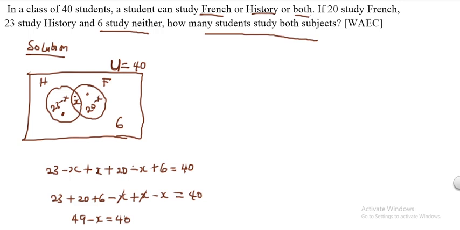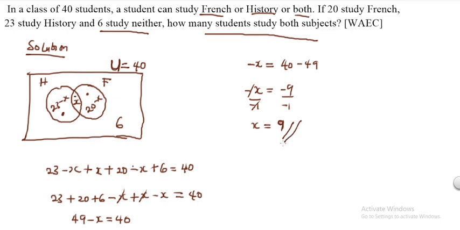So from here, I can make X the subject of the formula. If I move 49 over to the other side, this will mean that I have minus X is equal to 40 minus 49, which is minus 9. And then I divide both sides by minus 1 so that I can get X. X is equal to minus 9 divided by minus 1, which is 9. So that tells us that the number of people that study both subjects is equal to 9.